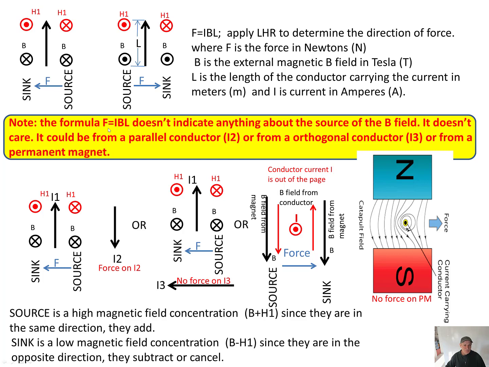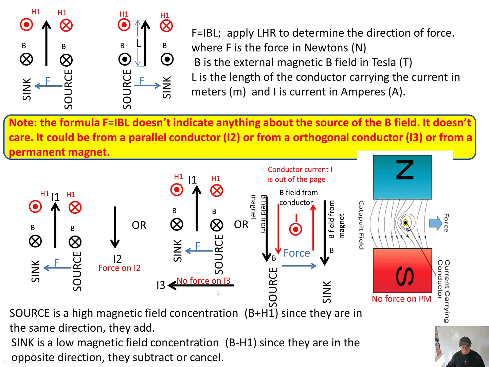Note the formula force equals IBL doesn't indicate anything about the source of the B field. It doesn't care. It could be from a parallel conductor, I2. So in this case, there's a parallel conductor here, and it produces this black B field, or from our orthogonal conductor I3, or from a permanent magnet.